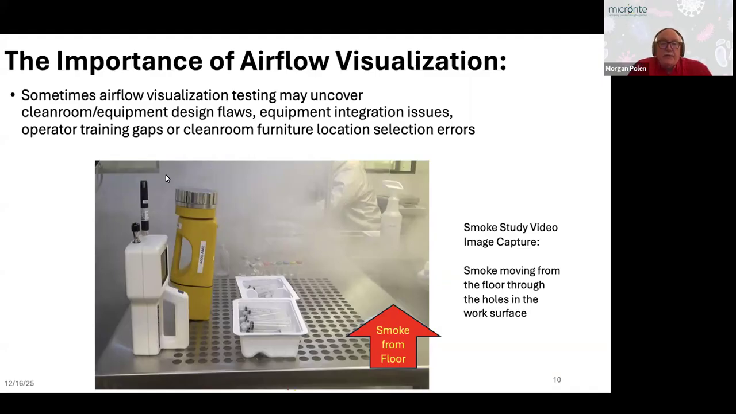And in this particular case, we were running smoke underneath the table. And sure enough, because of the HEPA filter placement adjacent to the table, we were getting what we call a bounce back effect, and air was moving from the floor through the perforations in the table. And this was a source of frequent contamination and excursions that the facility had.